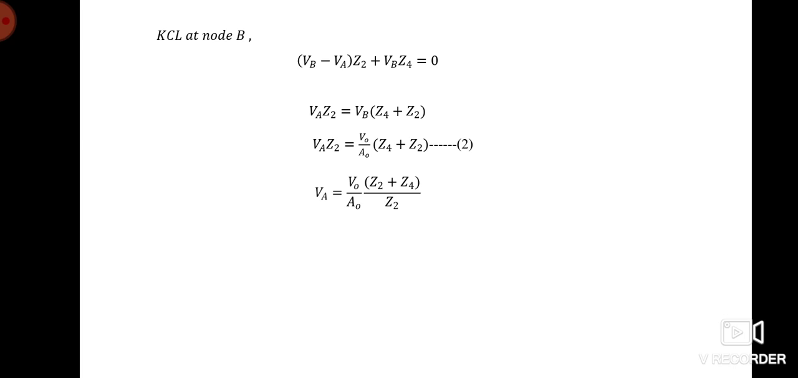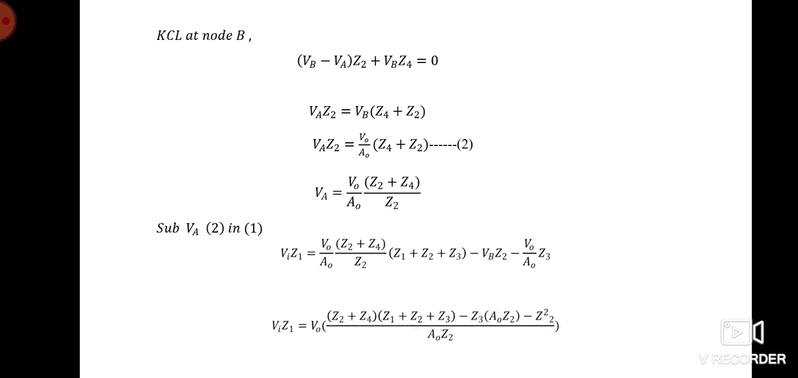Similarly, we want to find the value of VA for simplification, therefore VA equal to V naught divided by A naught into (Z2 plus Z4) divided by Z2. Here we want to find the gain of this particular second order low pass filter, therefore we substitute the value of VA from equation 2 in equation 1, and we get this equation.